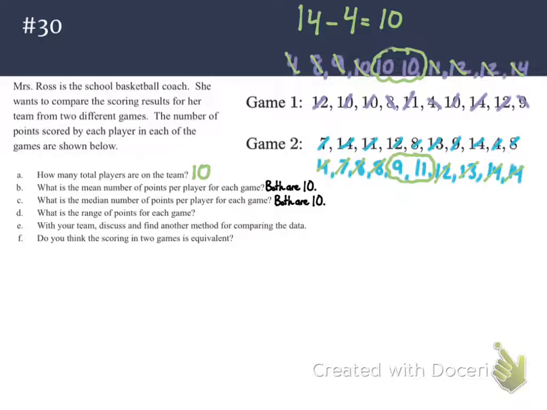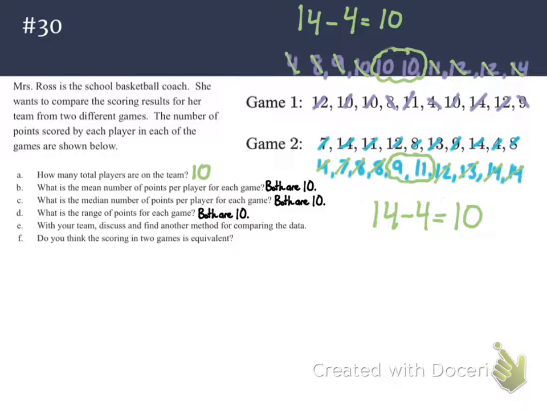And then I do the same thing for down here at game 2. Biggest number minus my smallest number. In this case, it is also 10. I'm sensing a pattern here. Okay, almost there. Let's move on to letter E.